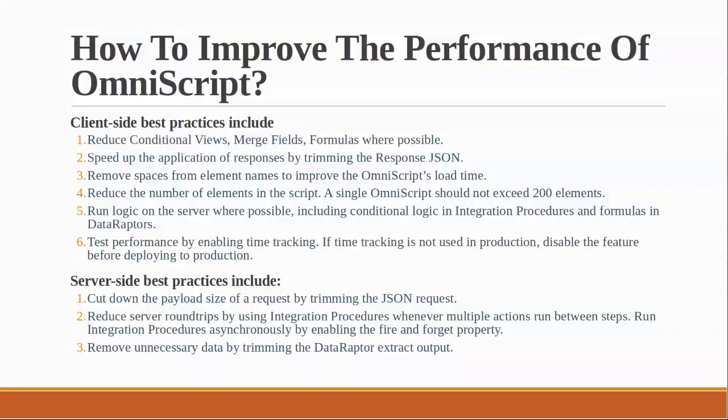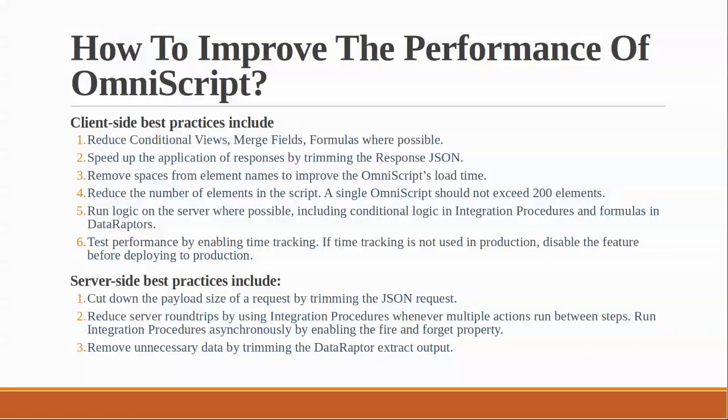Whenever the client side is concerned, we should reduce conditional views, merge fields, and formulas wherever possible. We should always speed up the application response by trimming the response JSON. We should remove spaces from element names to improve the OmniScript load time. We should reduce the number of elements in a script. A single script should not exceed 200 elements. This is one more interview question that can be asked: tell me the number of elements that we can add in an OmniScript. So the answer is 200.